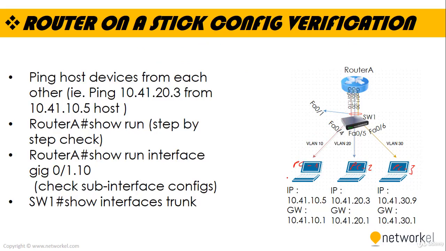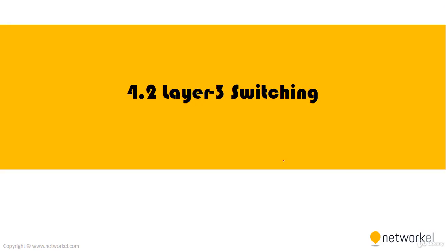To verify the router on a stick configuration, first we can ping host devices from each other. For example, we can ping PC1 from PC2, and we can check the show running-config output and see the step-by-step configuration. Or we can check just the sub-interface configuration by typing show run interface and the sub-interface name. Or we can check show interfaces trunk on the switch, and we can see if the link is operating as a trunk or not.